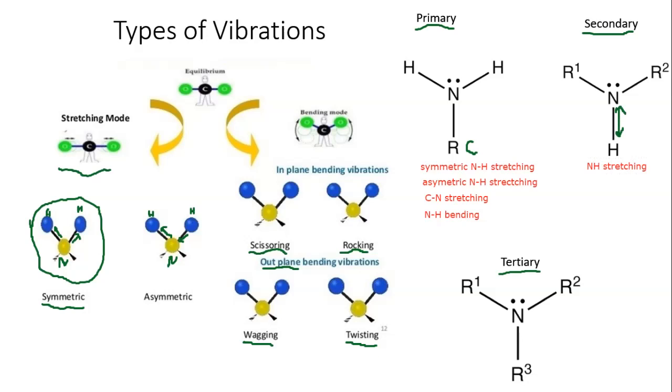Now with the other one, this depends. If these R groups are the same, remember these R's are carbons here, let's just, for illustration purposes, say both these R groups are the same. R1 is the same as R2. And so for that, we can have symmetric CN stretching. They're both pulling out at the same time.